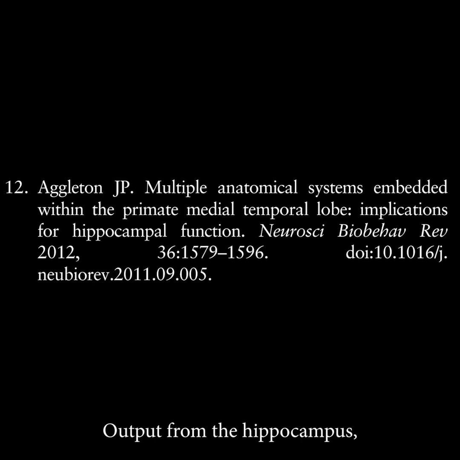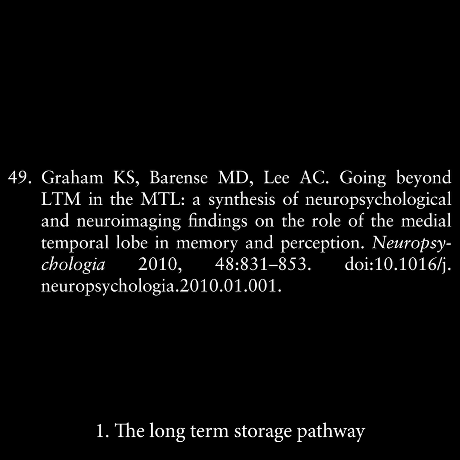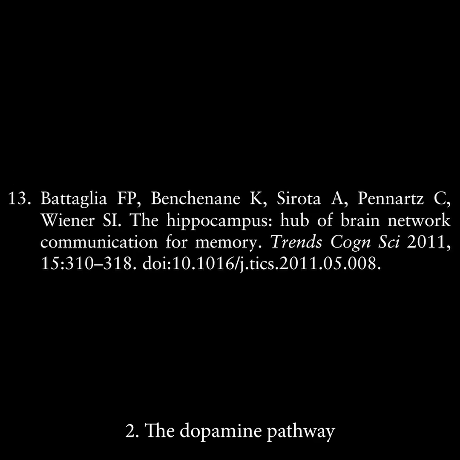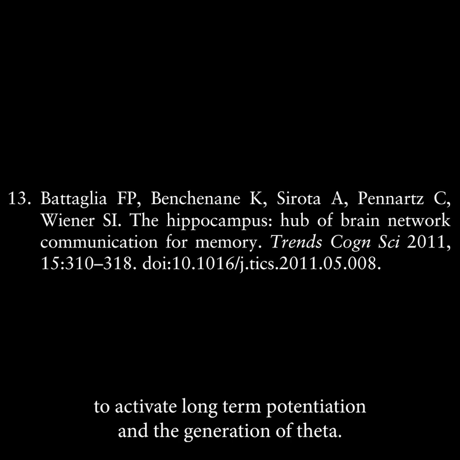The output streams. Output from the hippocampus, mostly via the entorhinal cortex, takes 4 major routes, each with distinct functions. 1. The long-term storage pathway feeds to the mammillary bodies, retrosplenial cortex, and interior thalamic nuclei. 2. The dopamine pathway feeds to the nucleus accumbens and ventral tegmental area via the lateral septum to activate long-term potentiation and the generation of theta.